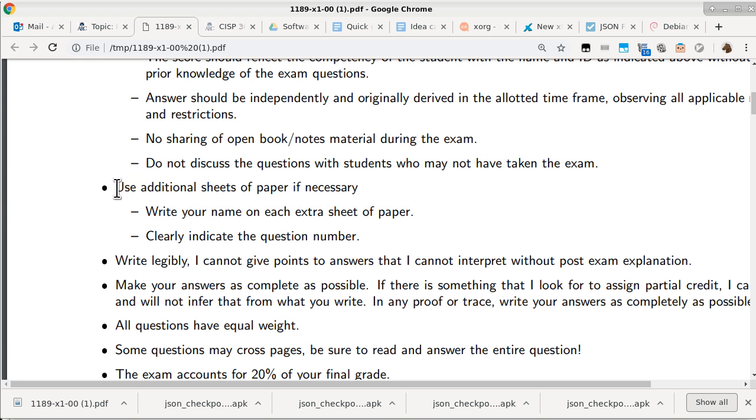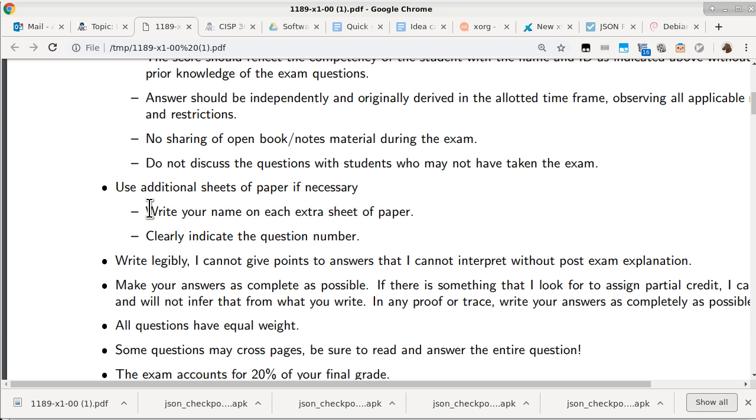You might want to bring additional sheets of paper. Binder paper works really well, just in case you need more space for the questions. I will give you space to write on the exam itself, but if you think that you might need additional space, then bring your own paper. Okay?